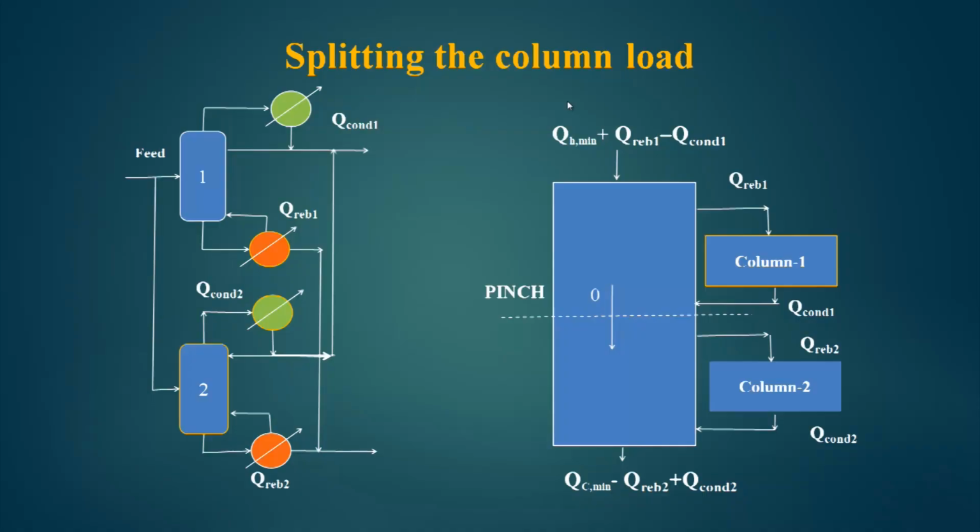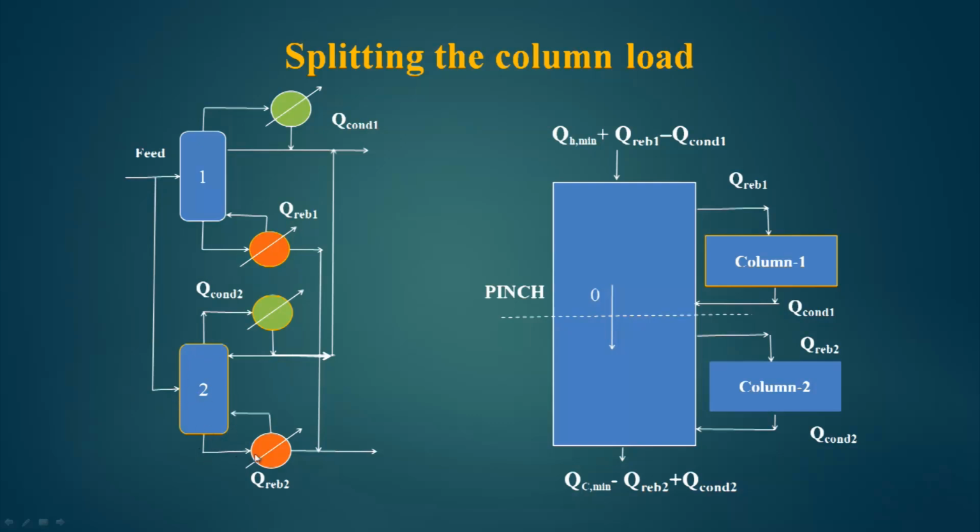Let us see how physically the splitting will be done. A distillation column is now split into two parts, column number 1 and column number 2. The feed is also split, one part is going to column number 1, the other part is going to column number 2.